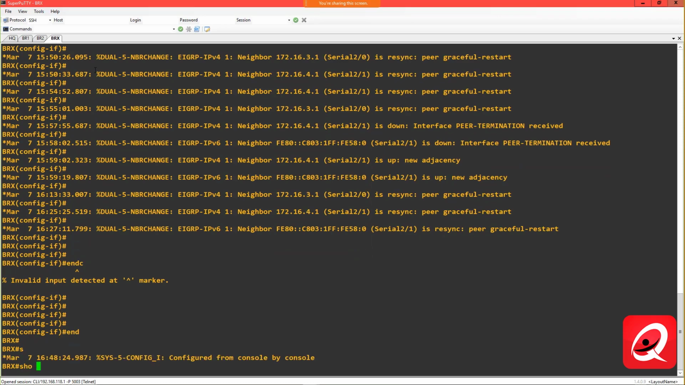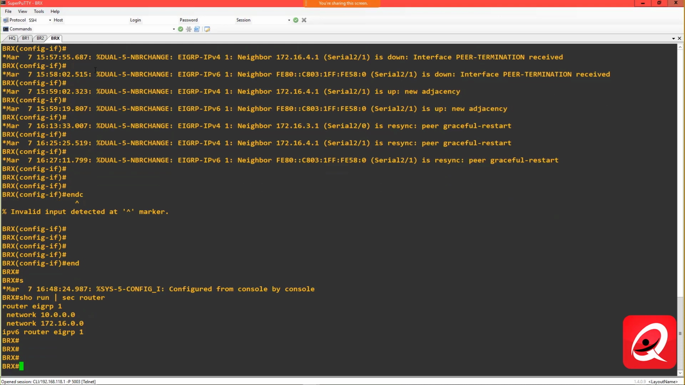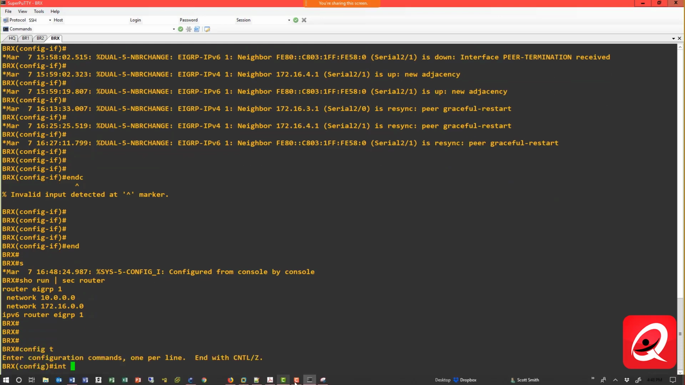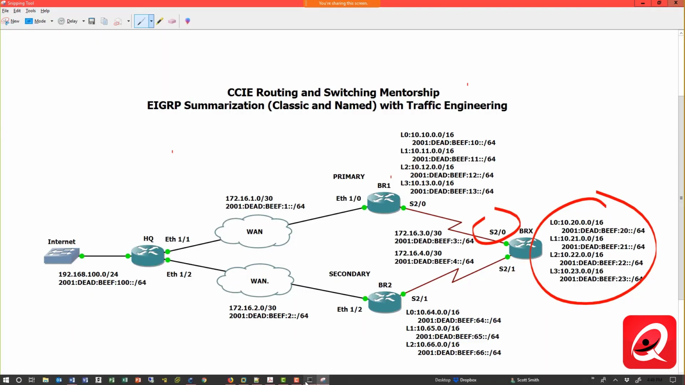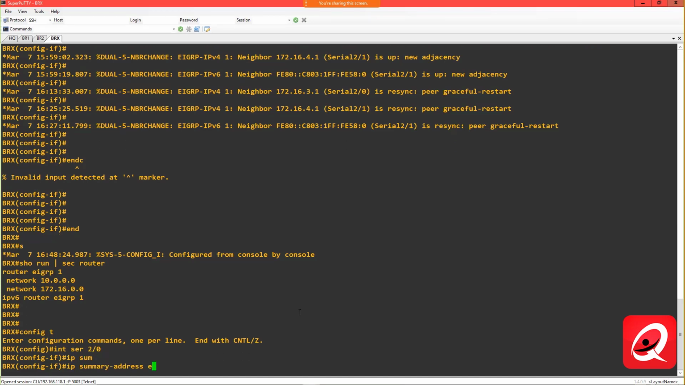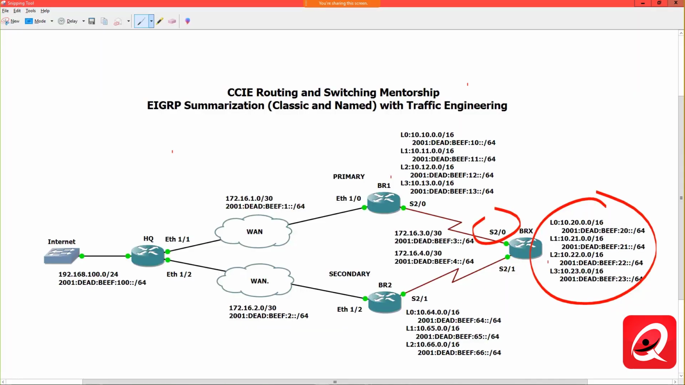run section router. All right, and we can see we're running a classic EIGRP. So config T, interface, and in this case we're going to go into interface serial 20. And we're going to do an IP summary address EIGRP 1 10.20.0.0/14. Remember, we're summarizing 20, 21, 22, and 23, which only includes the last 2 bits that are different.